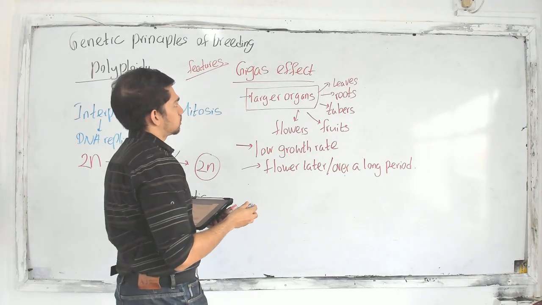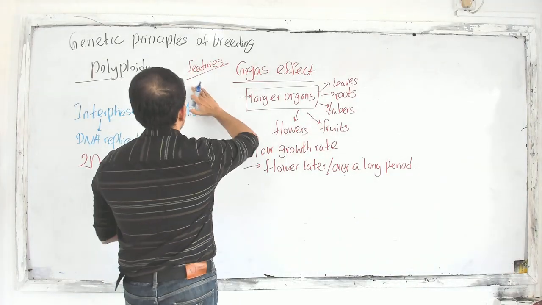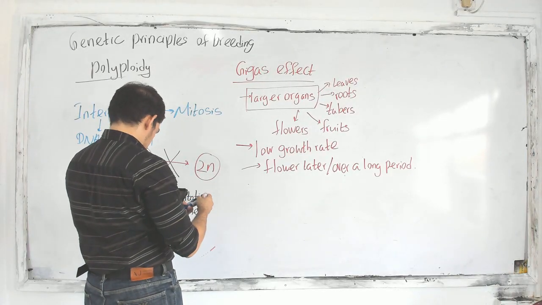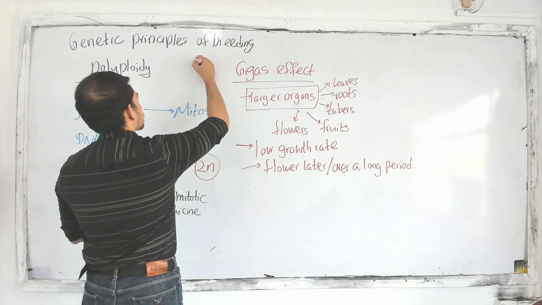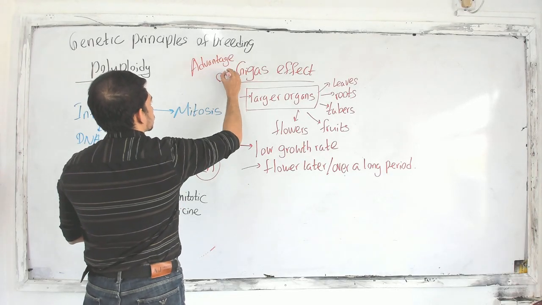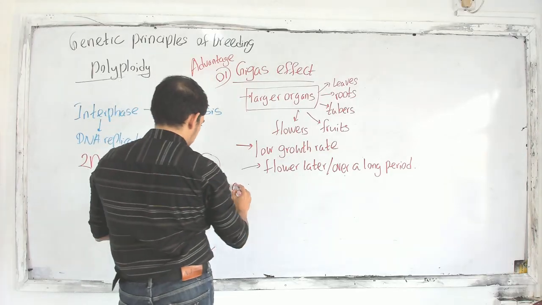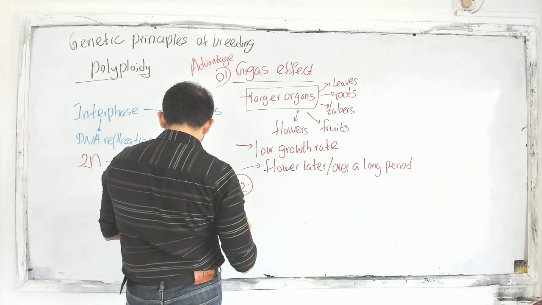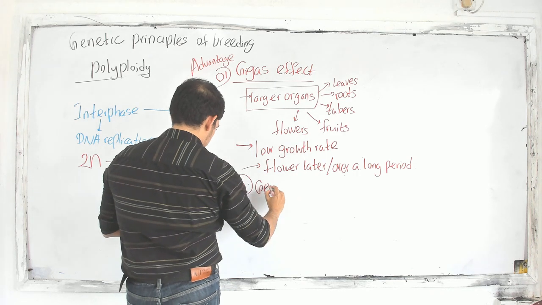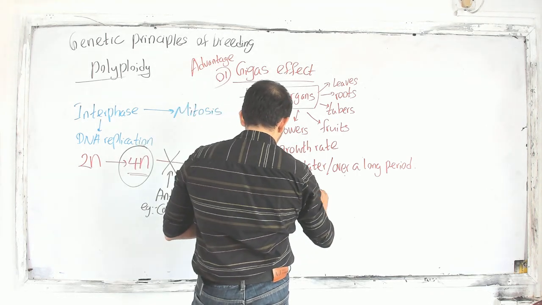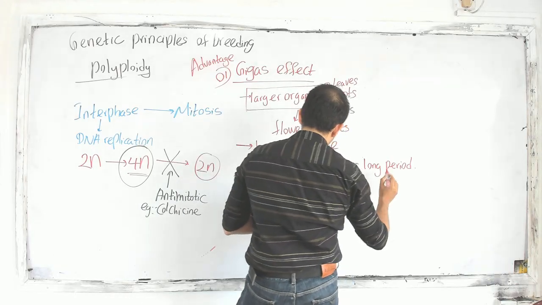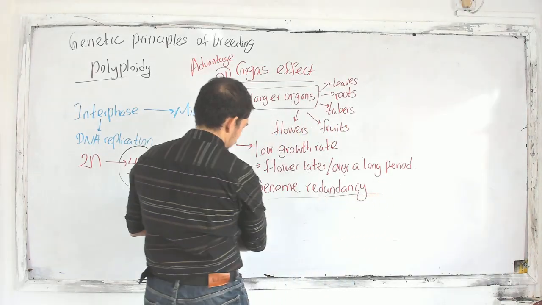So this is an advantage, or better say let's call this advantages. First one is gigas. Second one is called genome redundancy. Genome redundancy, it's an important concept.